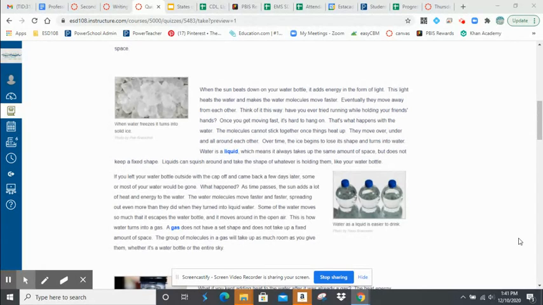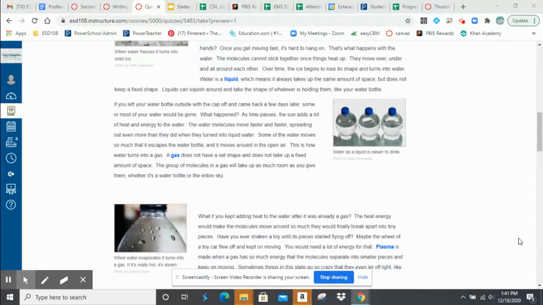Water is a liquid, which means it always takes up the same amount of space, but does not keep a fixed shape. Liquids can squish around and take the shape of whatever is holding them, like your water bottle.